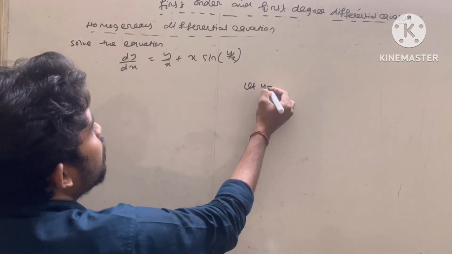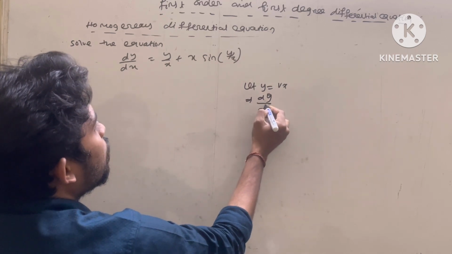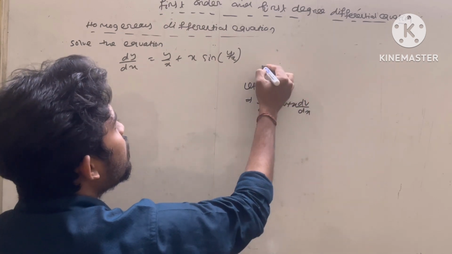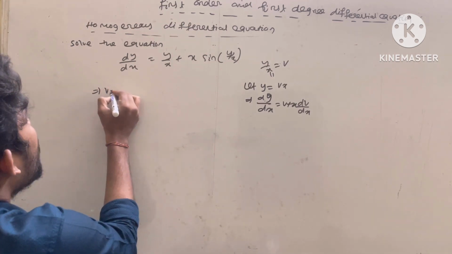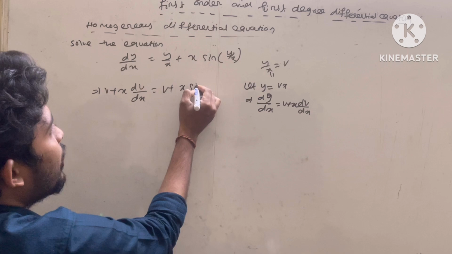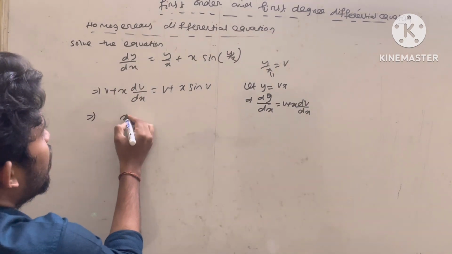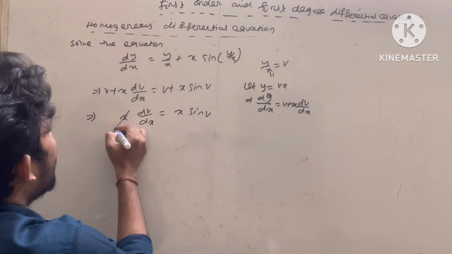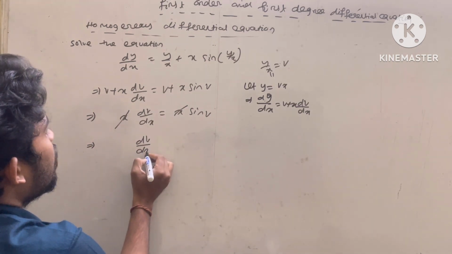Let y is equal to vx. So dy by dx is v plus x dv by dx. If you simply see, y by x is v. So this is v plus x dv by dx, and this becomes v plus sine v, right? So now v is cancelled out on both the sides. You get x dv by dx is sine v. So now x is cancelled out on both the sides. You get dv by dx is sine v.